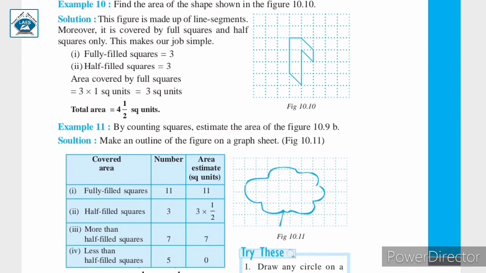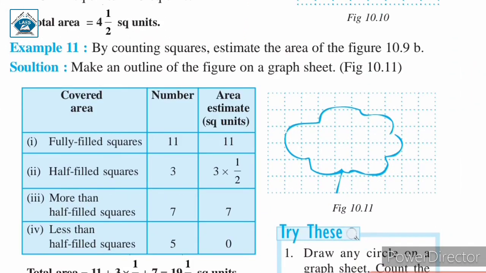Here as you can see, we are given the figure. Here all the squares are not fully covered. For example, look at this square. We can see that more than half of this square is covered. So we will count this as 1 square. So looking at this figure, we can say that there are squares that are fully covered by this figure. On the other hand, look at this particular square. Less than half of this square is filled by this figure. So we will simply ignore its area.